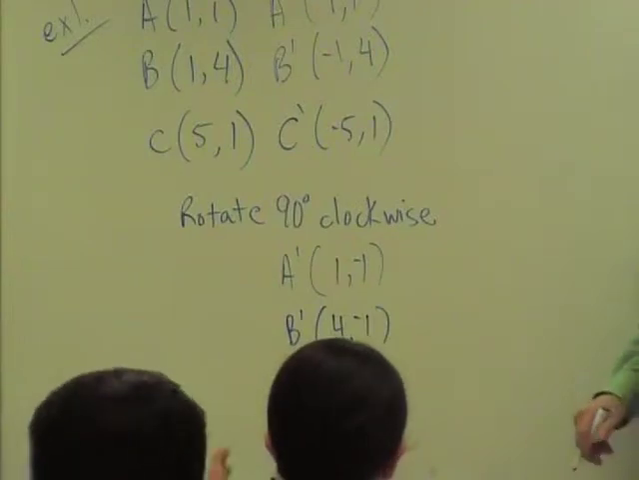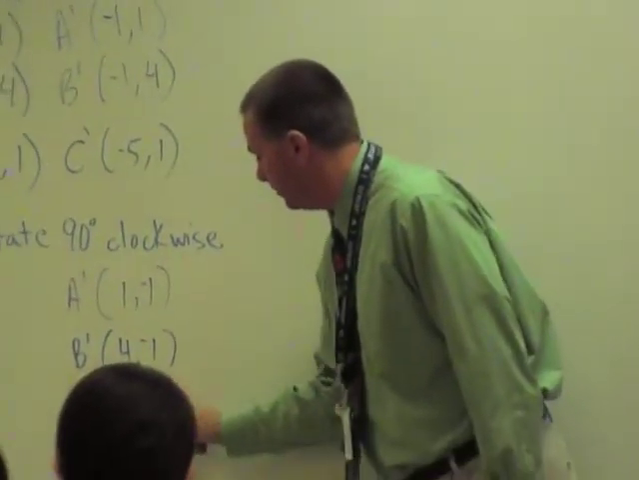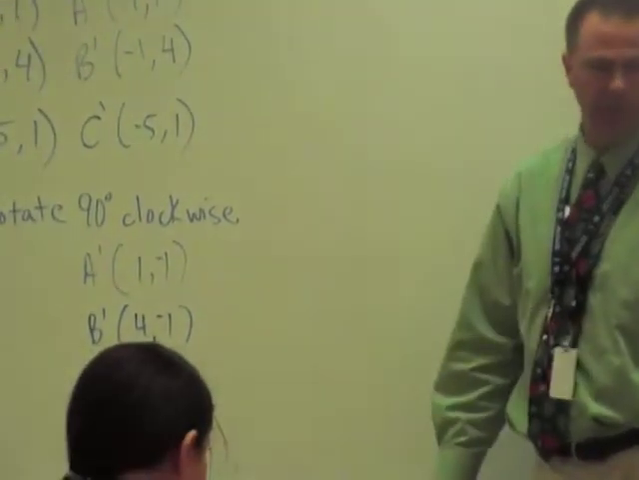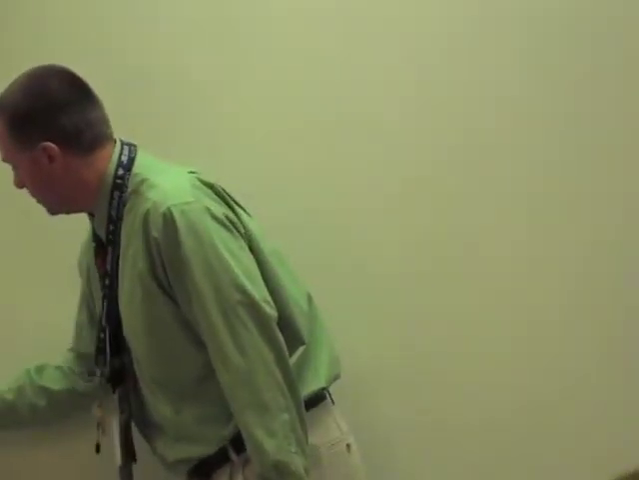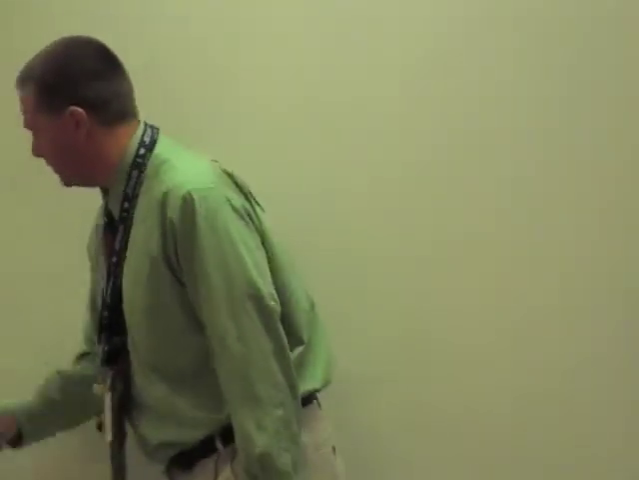Oh, Sarah, do you want to do this one? Was that a yes or no? Okay, it would be (1, -5). That's right. Switch your x and your y and change your y to its opposite. What if it's already a negative? Then you change it to positive.